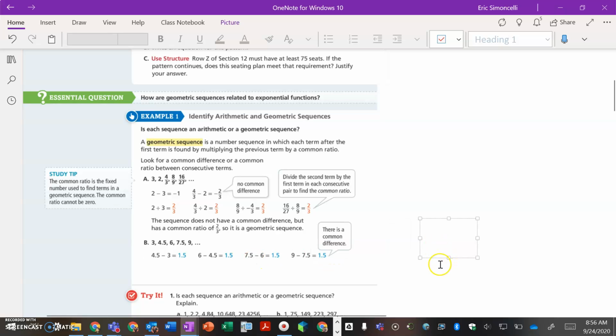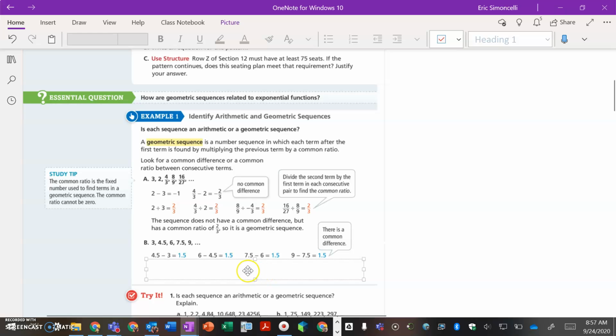And it does turn out that if you do 4.5 minus 3, 6 minus 4.5, every term minus the previous subtracted, you get the same exact difference. So there, as you can see, it is a common difference.